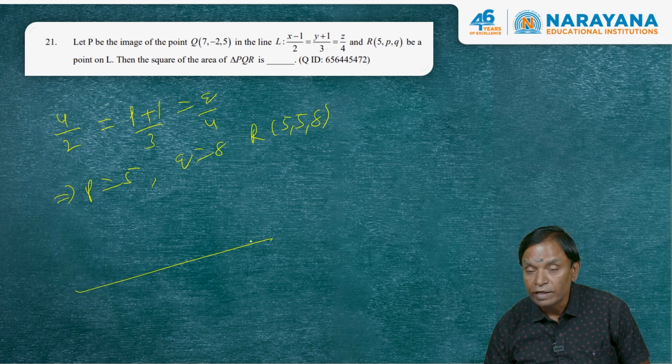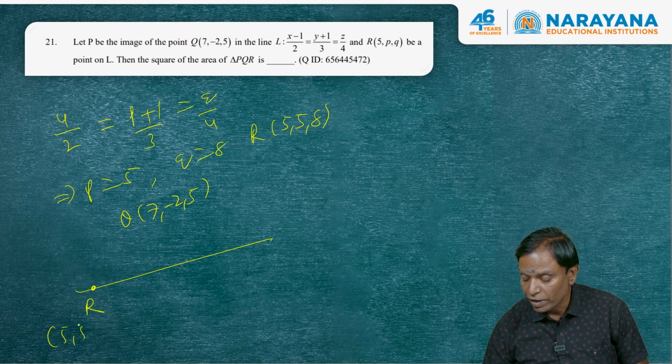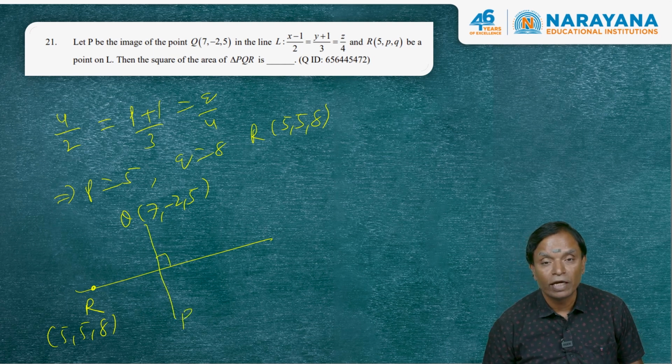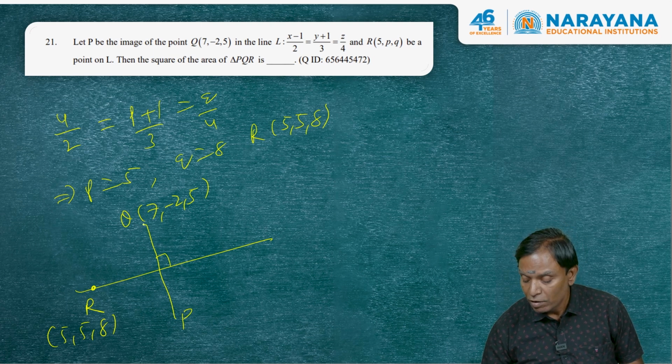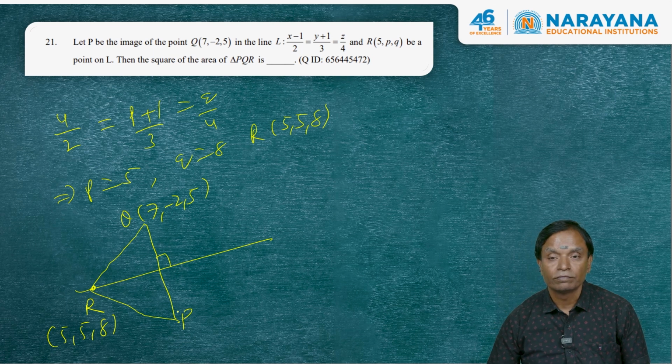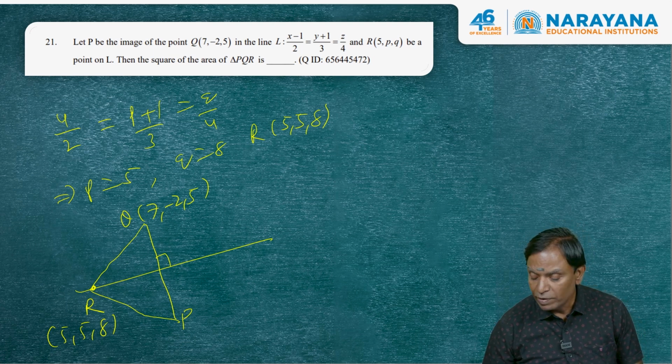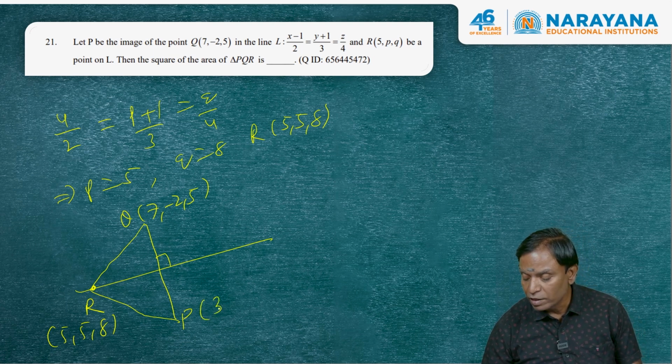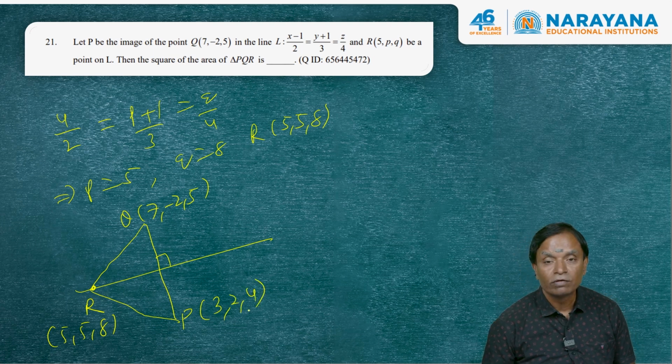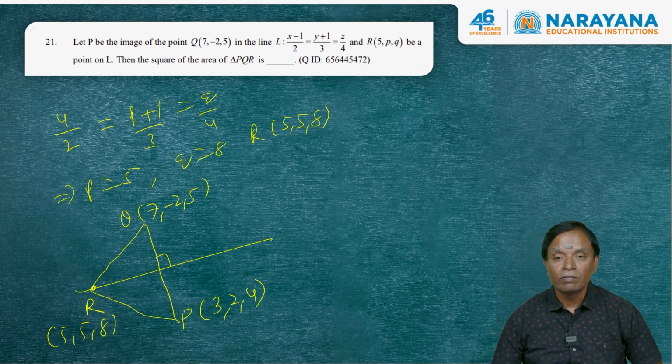Now let us take the line L. This is Q, 7 minus 2, 5. This is R, which is 5, 5, 8. Find the image of Q with respect to the line, that is P. Now you are asked to calculate the area of the triangle PQR. Now you can find the image of the point with respect to this line. You can observe that it is 3, 2, 4. Now calculate the area of the triangle PQR.